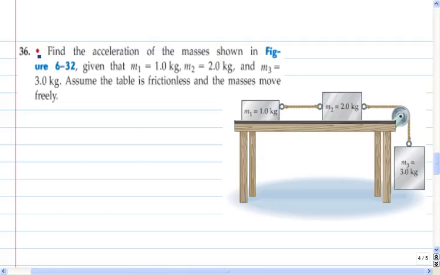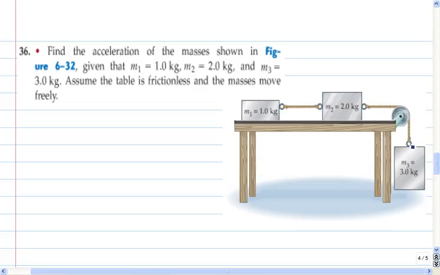Okay, so for dealing with this question number 36 in the text, we're being asked to find the acceleration of these masses shown here. A couple of things that we have to look at. If m3 accelerates downward, then m2 and m1 will accelerate to the right with the same acceleration.